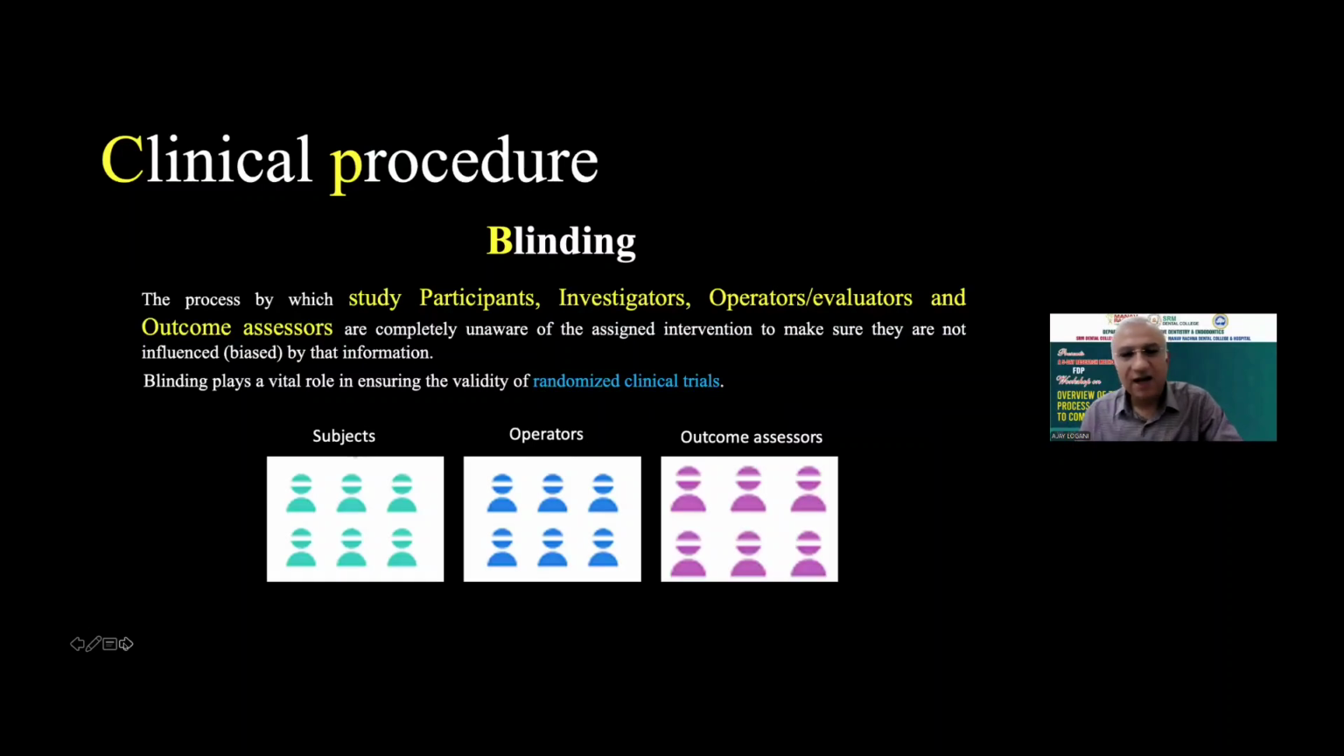As far as the clinical procedure is concerned, I have 4 or 5 points which I must tell you. You really need to be blinding, your process of blinding, because that is something very important when you're doing a randomized clinical trial. Any one of them or all of them can be blinded, actually. And blinding plays a very vital role in ensuring that this trial is validated.